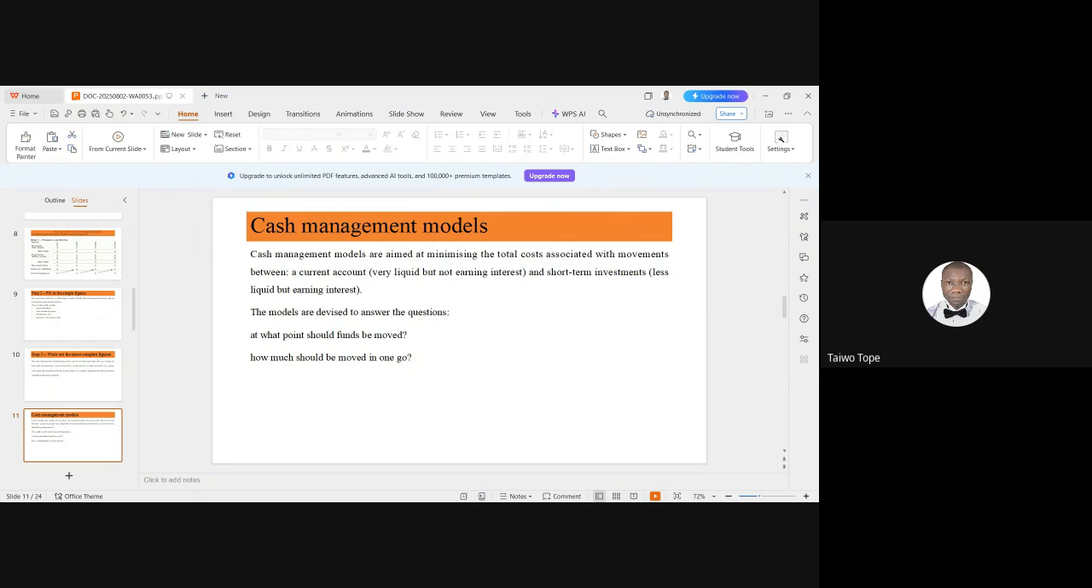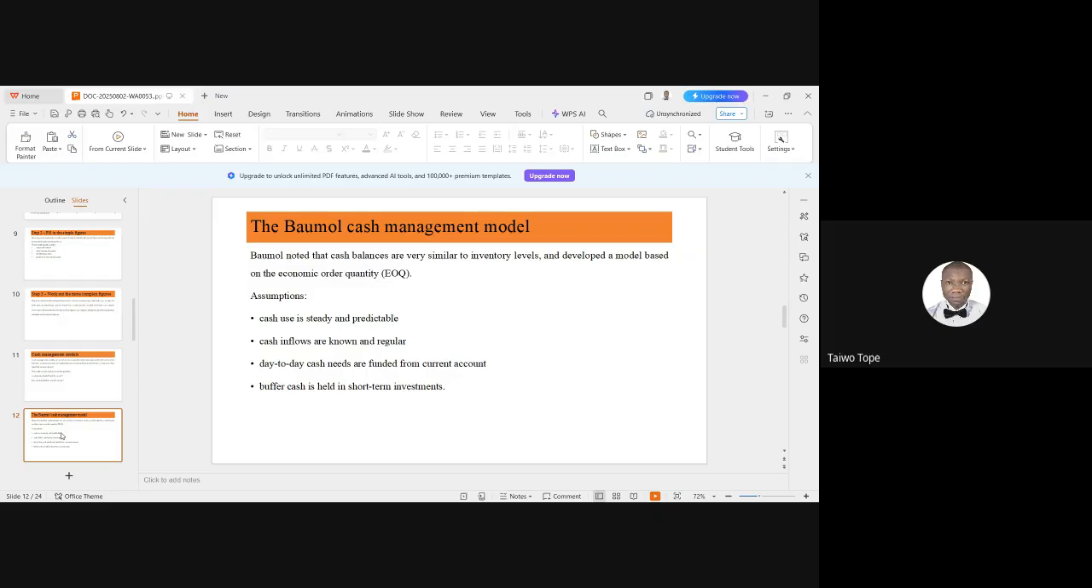So the cash management model, we have 2 models. Yes, we have 2 models when talking about the cash management model. We have the Baumel cash management model. Now, this Baumel cash management model was developed by William J.